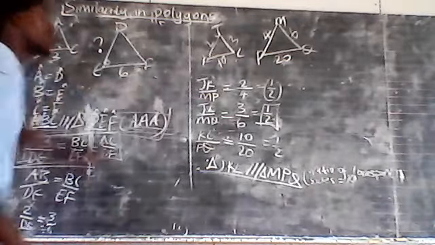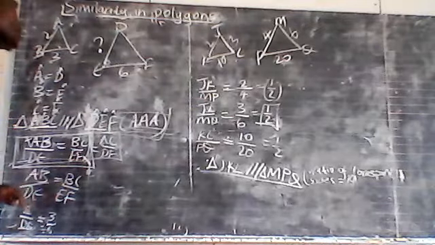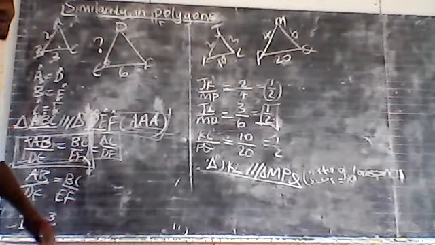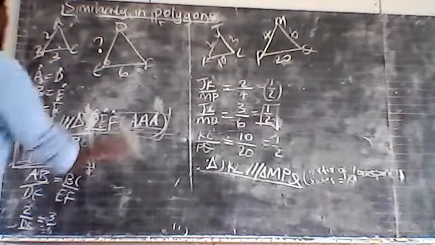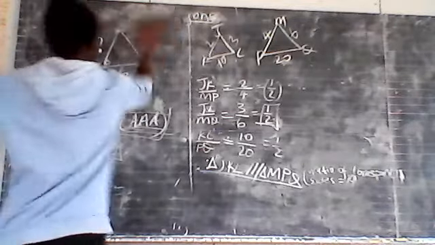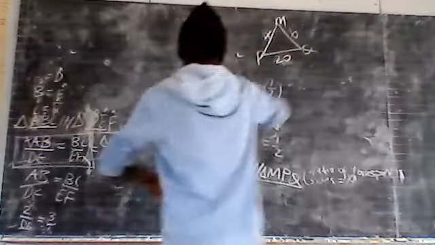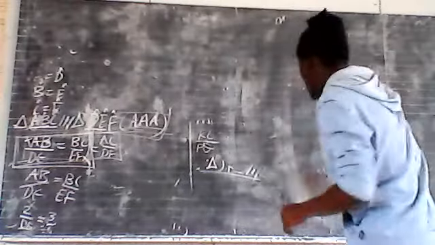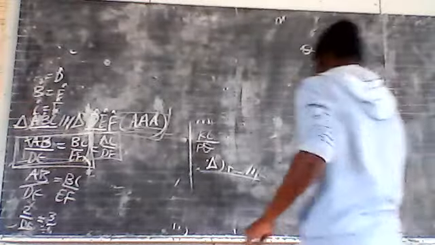So that is it for similar polygons, similarity in polygons. I want us to look at another thing that includes grade 12 Euclidean geometry, the proportionality theorem, guys.